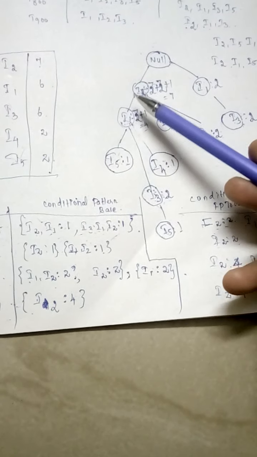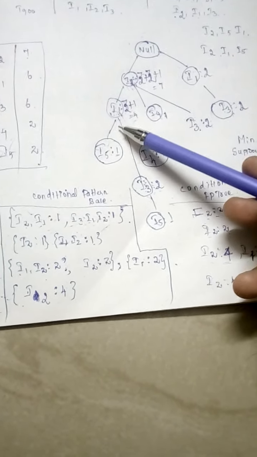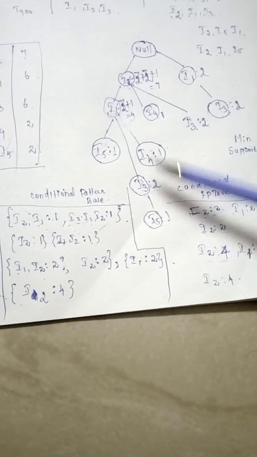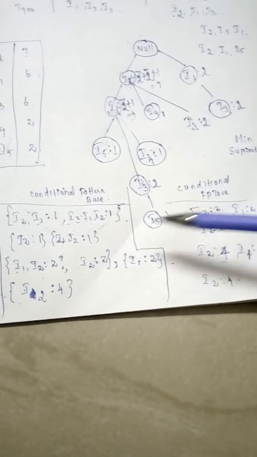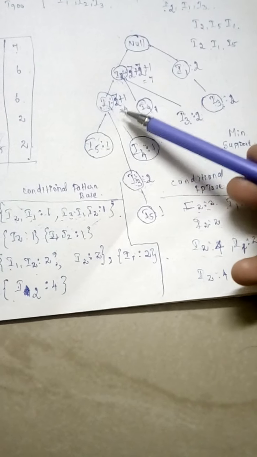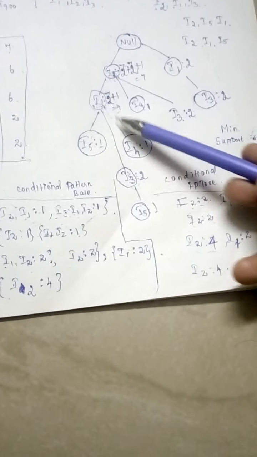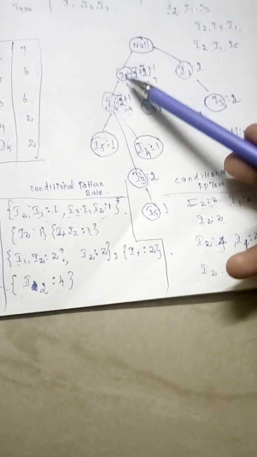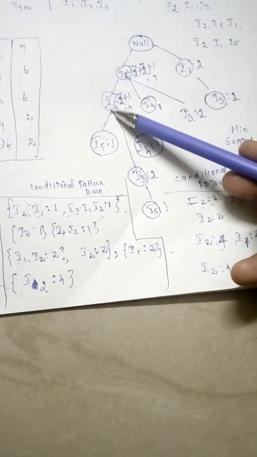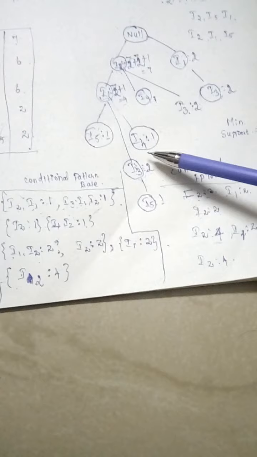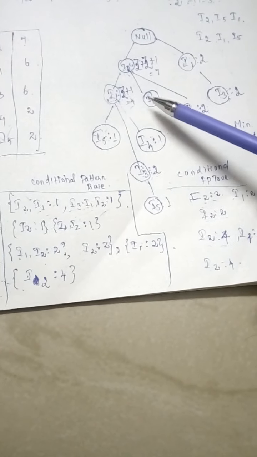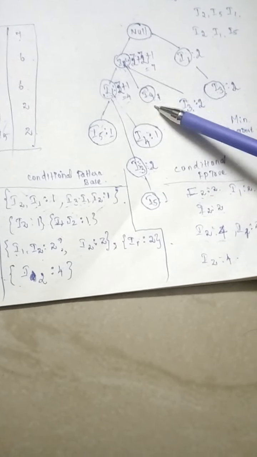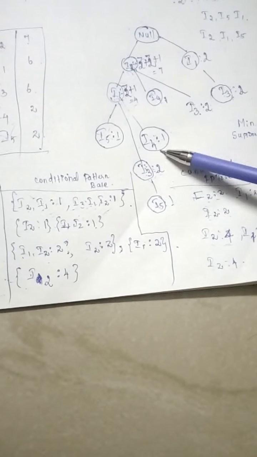So I5 is associated with I2 for this one time and in this branch one time. So totally 2 times. I5 is associated with I1 also 2 times, right, in 2 branches. Similarly, if you take I4, I4 is associated with I2 in one branch and here in one branch. So totally I4 is occurring one with this one and one with this one. Totally 1 plus 1, 2 count.